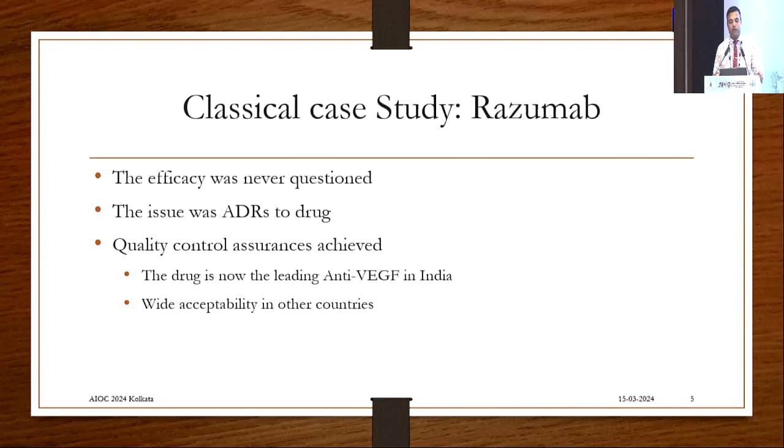And we have the story of Ranibizumab as a classical case study, where between 2015 and 2018, there were 4 reported events of adverse drug reactions. Certain batches were recalled, but from 2018 onward, the drug has found great percolation in our retinal practice, and today it is the leading anti-VEGF in India.